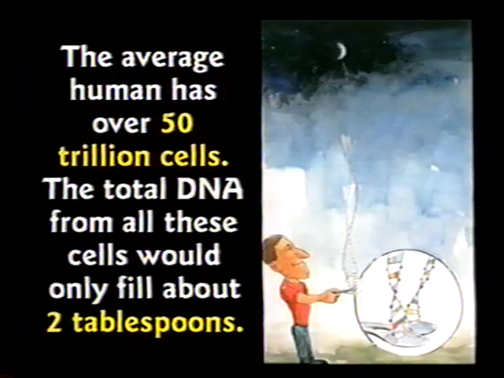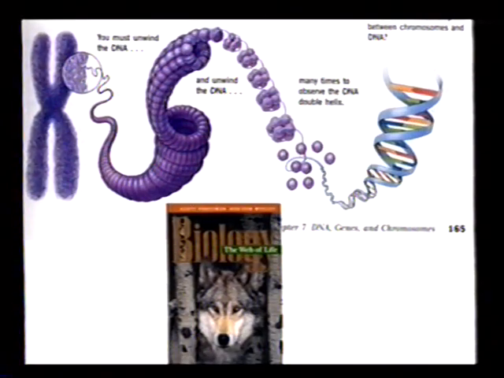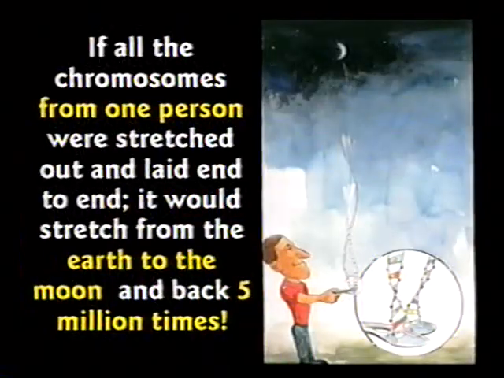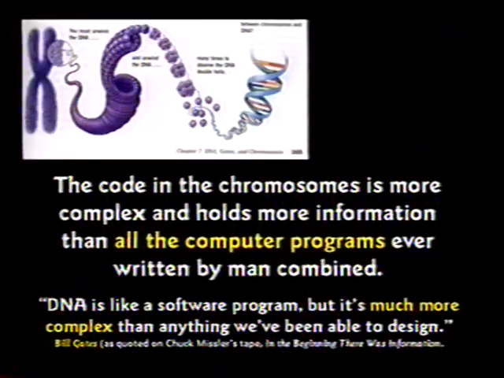And yet if you tied them end to end and stretched those incredibly complicated chromosomes out, one person's chromosomes would reach from Earth to the moon and back 5 million round trips to the moon out of 2 tablespoons. Pretty complicated. The code in the chromosomes is more complex and holds more information than all the computer programs ever written by man combined. And it fits into 2 tablespoons.